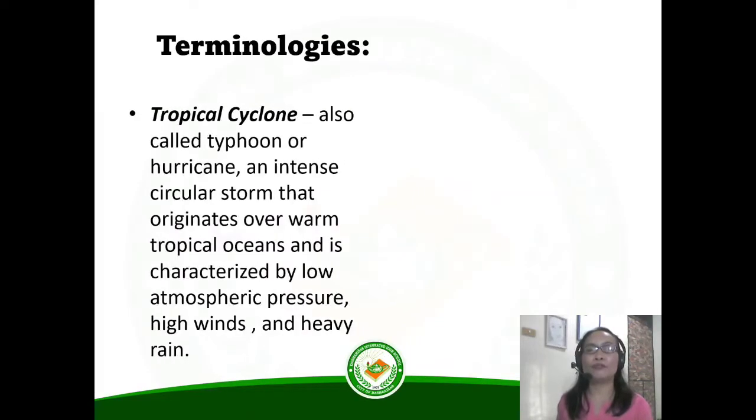First, we have tropical cyclone. So, what is a tropical cyclone? It is also called typhoon or hurricane, an intense circular storm that originates over warm tropical oceans and is characterized by low atmospheric pressure, high winds, and heavy rain.